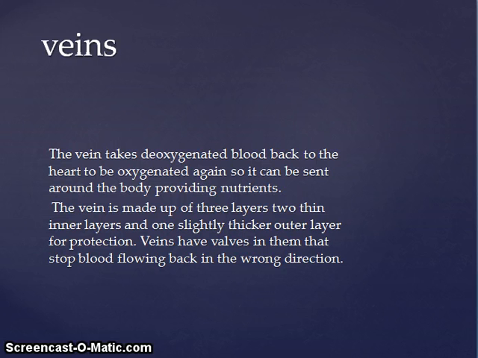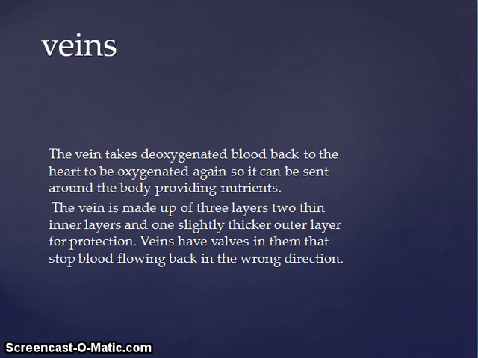The vein takes deoxygenated blood away from the venules, and because it's bigger it can take more and doesn't need as much space in the body. It takes deoxygenated blood back to the heart to be oxygenated again, so it can be sent around the body providing more nutrients so we can keep on working.